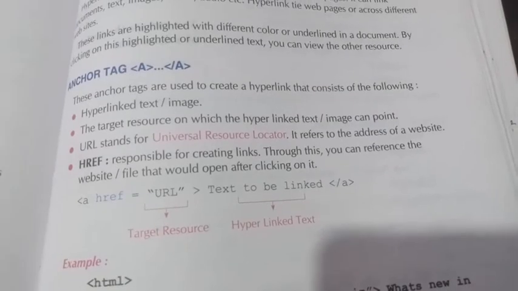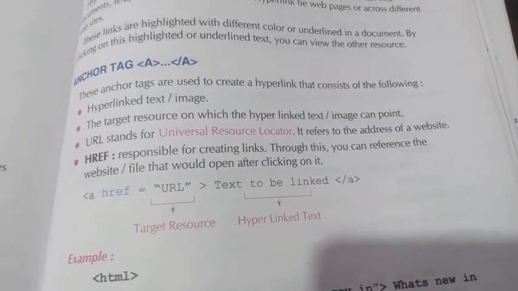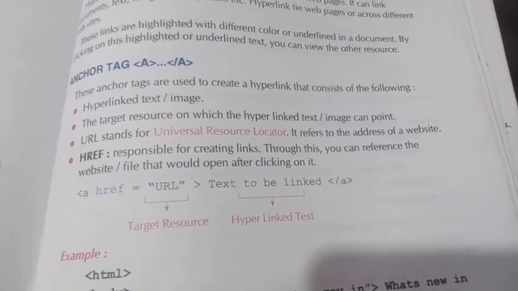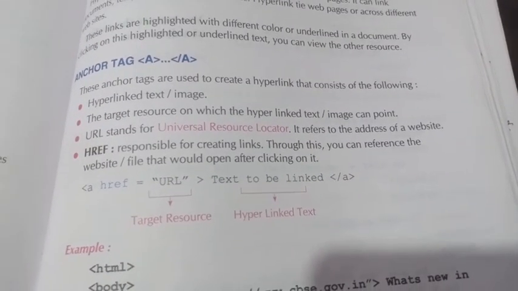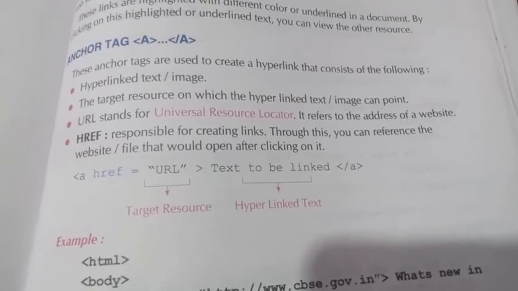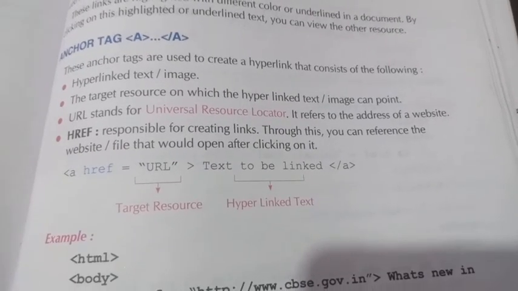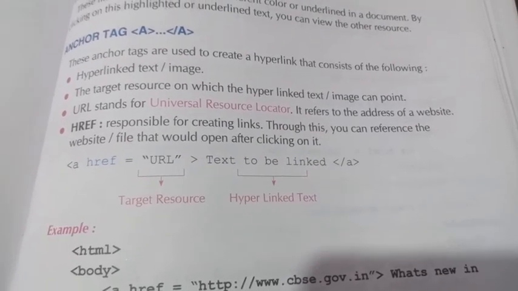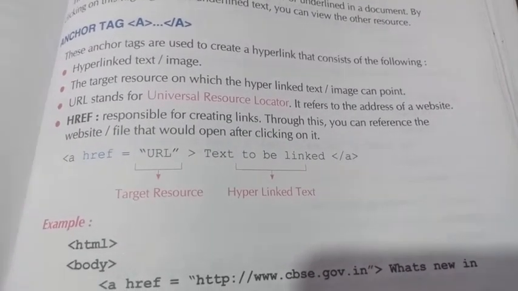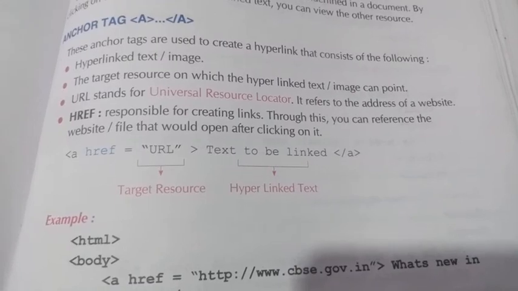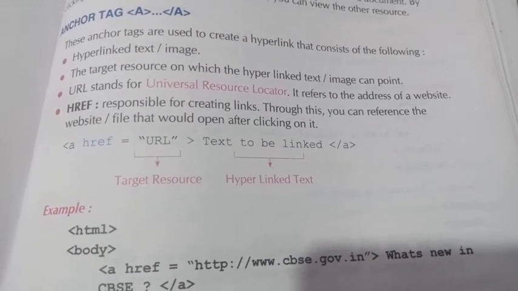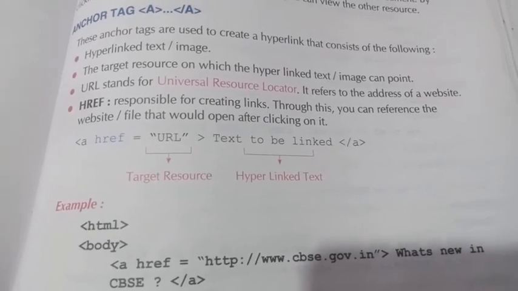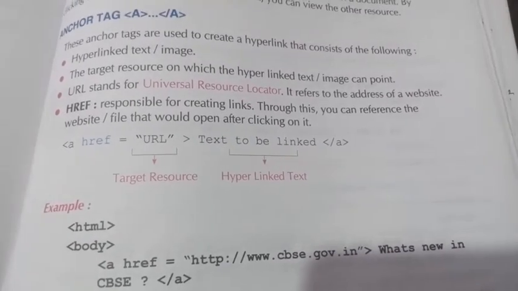Now we are moving on to href, which is responsible for creating links. There you can see the reference website file that would open after clicking on it. This is an example of a hyperlink anchor tag. We use the anchor tag, angular braces a href, and provide the location, the target resource, and the hyperlink text, which is the reference to that particular address. So this is about hyperlinks.